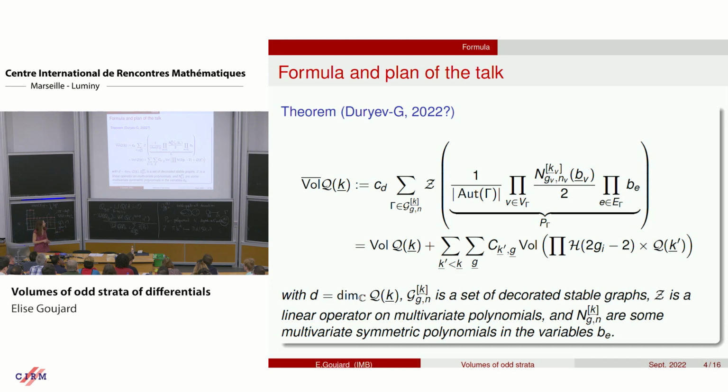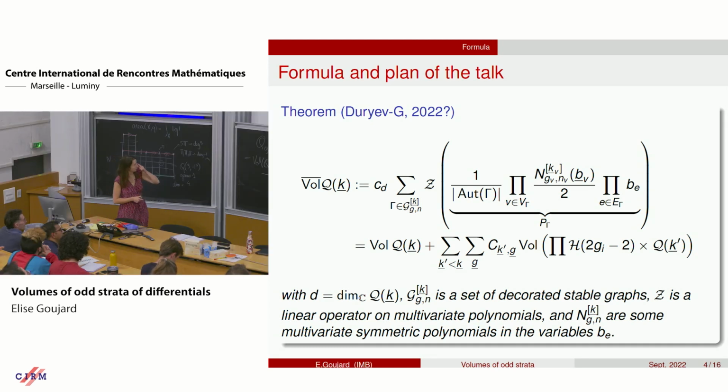Where is P? It will be here. No, not here, sorry. It will be hidden here in the decoration of the polynomials. Yeah, they are hidden in K. All the poles are hidden in K. Okay.